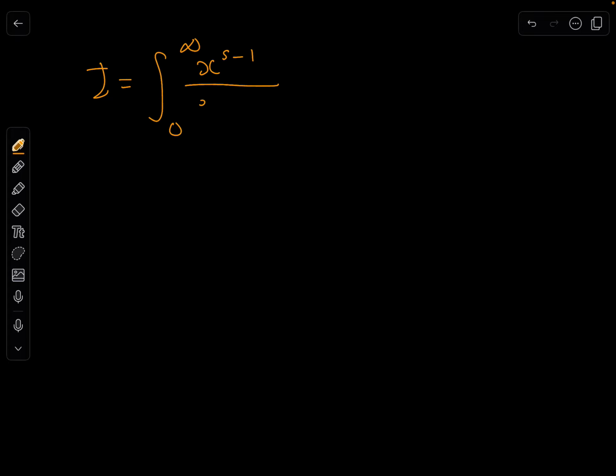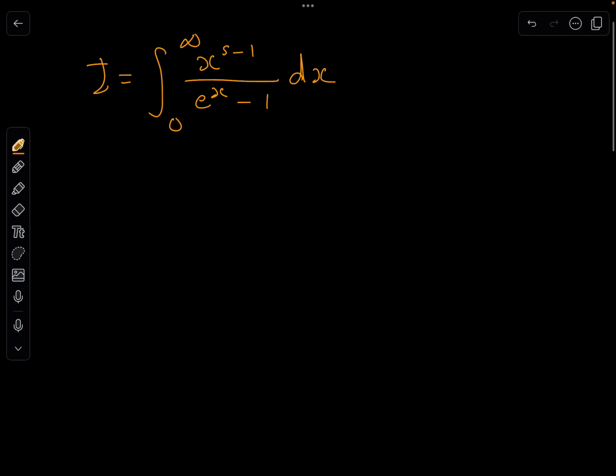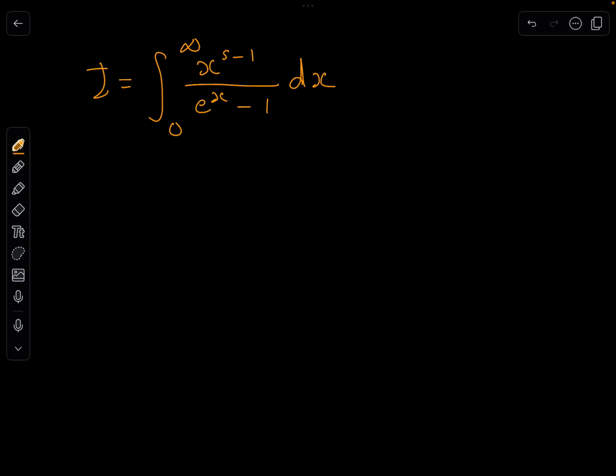This video is going to be about the Bose-Einstein integral. The integral is given by the integral from 0 to infinity of x to the s minus 1 over e to the x minus 1 dx. To start off, this integral is a definite integral, but the solution is not going to be a constant because the integrand here is in terms of s. So the best we can hope is to have some function in terms of s.